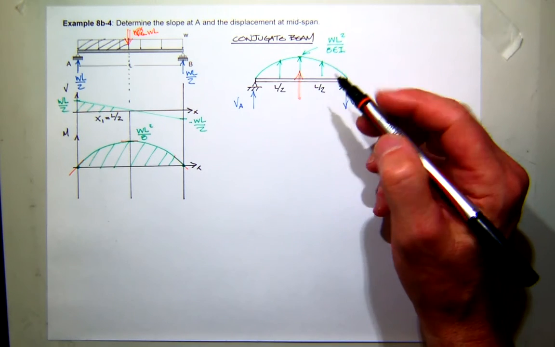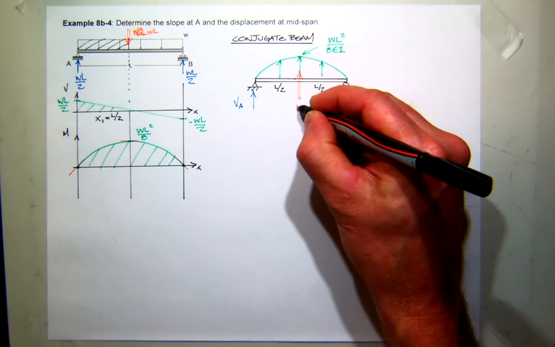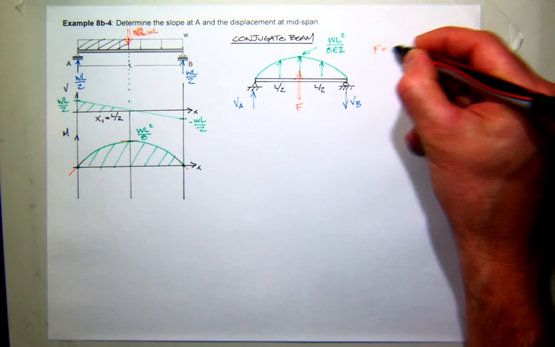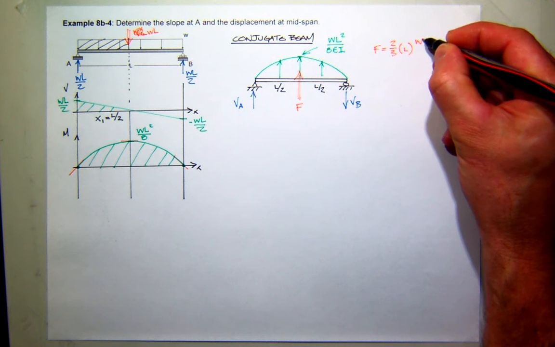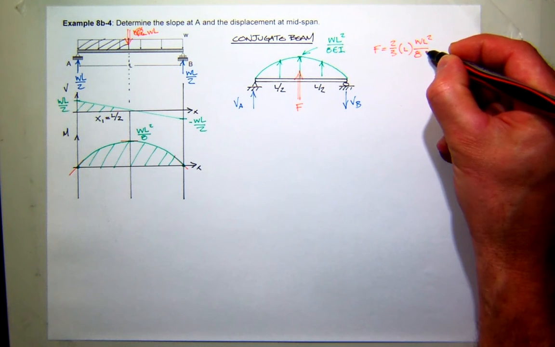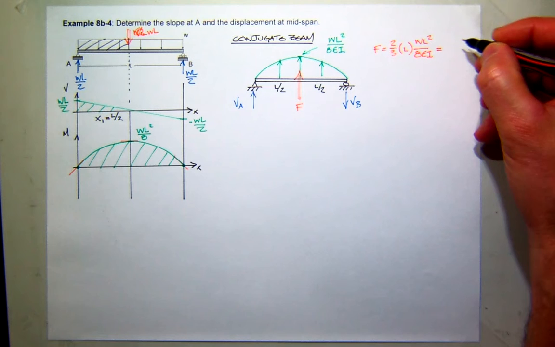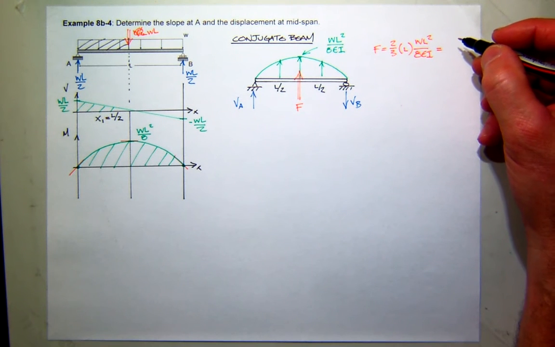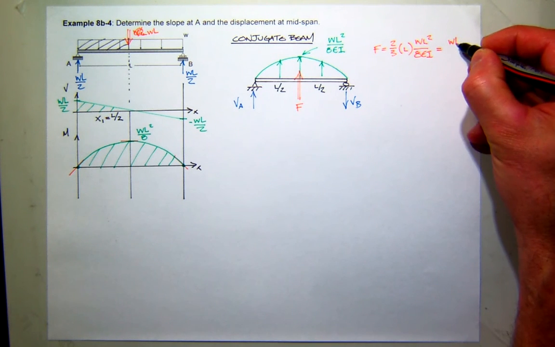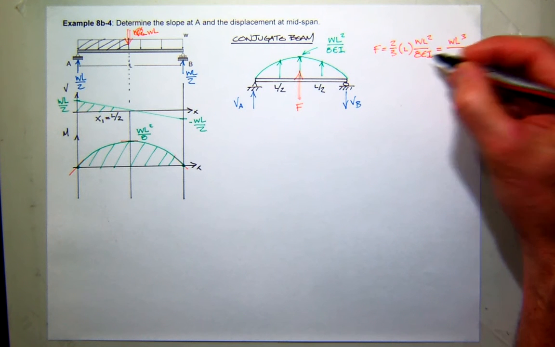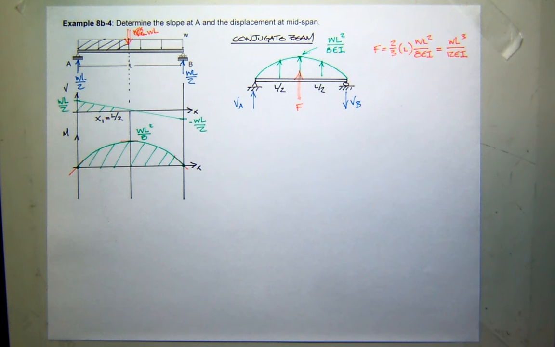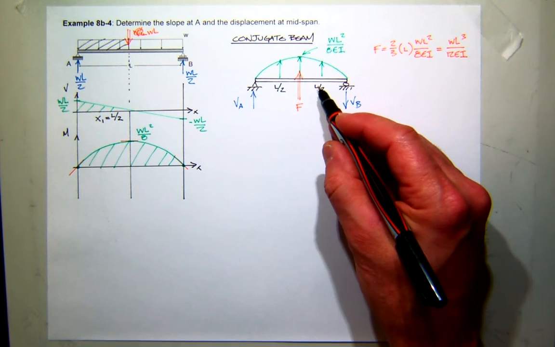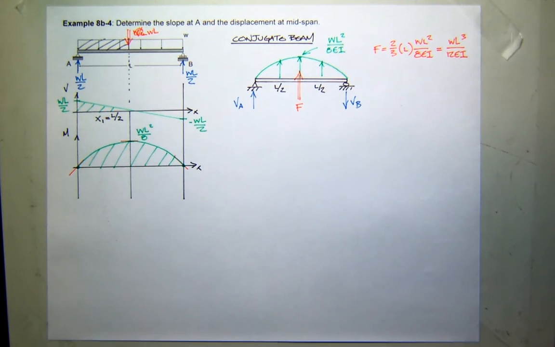What's the area under a parabolic section? Two thirds base. That's right. So the force will be two thirds the base, which is L, times the height, which is WL squared over 8 EI, which is what? That's WL cubed over 12 EI? That look right? And since I'm going to sum moments about B, you can see my moment arm is L over 2. So that really doesn't look too bad.